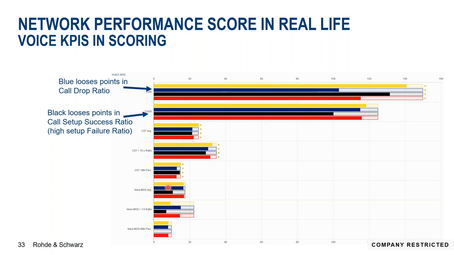So this is just how we can allow the operators to actually drill down into the respective problematic areas. So for black in voice, they need to check what is the problem with the MOS being so low, okay? And then you see even for 90th percentile, they have 0 points totally. So that is very bad for voice MOS, okay? And then for blue operator, they will need to check how to improve on the call drops. Why is there so many call drops for them?